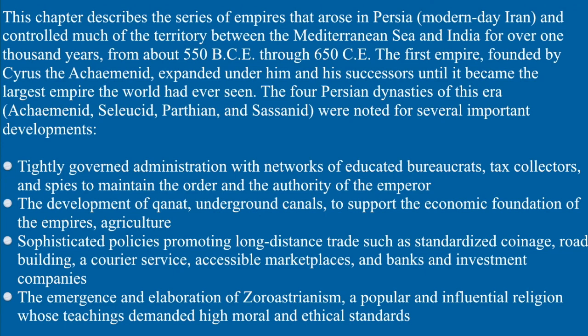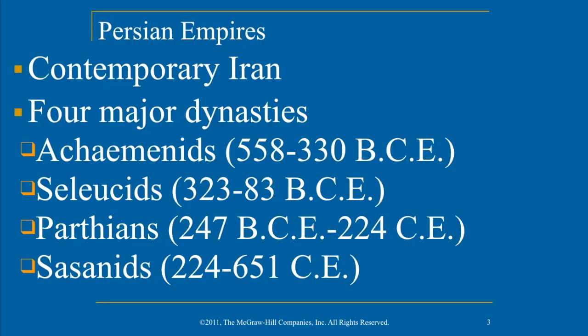Number 3, sophisticated policies promoting long-distance trade such as standardized coinage, road building, a courier service, accessible marketplaces, and banks and investment companies. And finally, the emergence and elaboration of Zoroastrianism, a popular and influential religion whose teachings demanded high moral and ethical standards. All right, so first up, we have the Persian Empires.